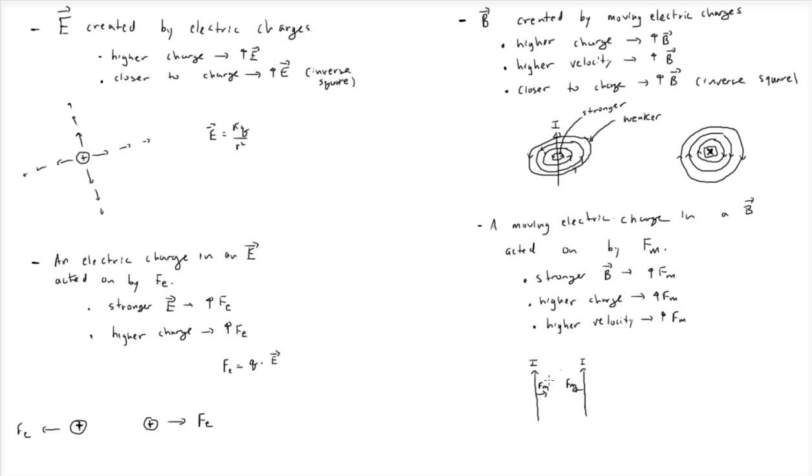And again, I'll show you this in the next video, but if I have two currents, so two moving charges going this way, they will attract. I'm drawing two wires here.